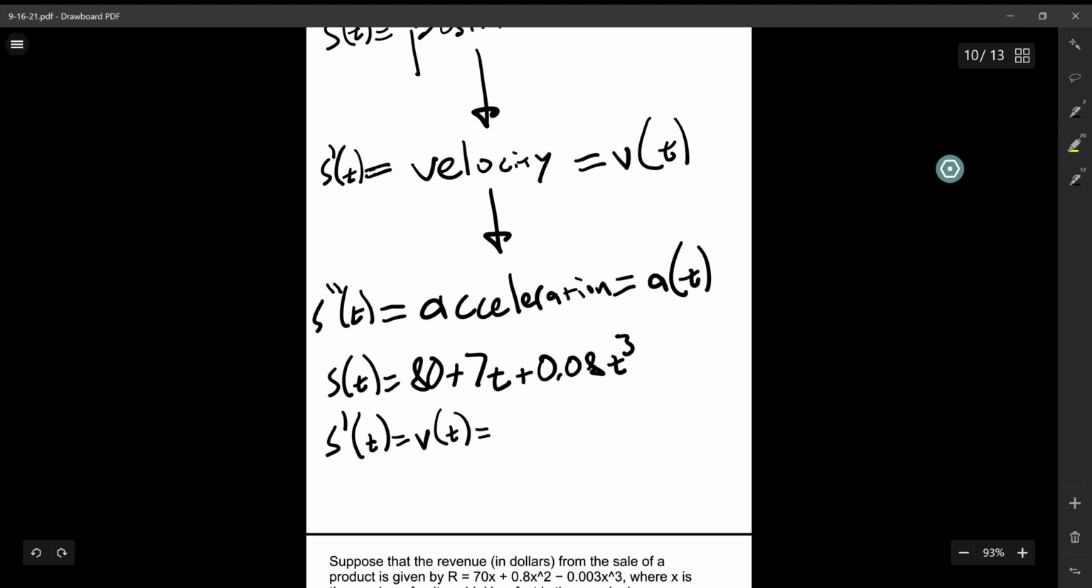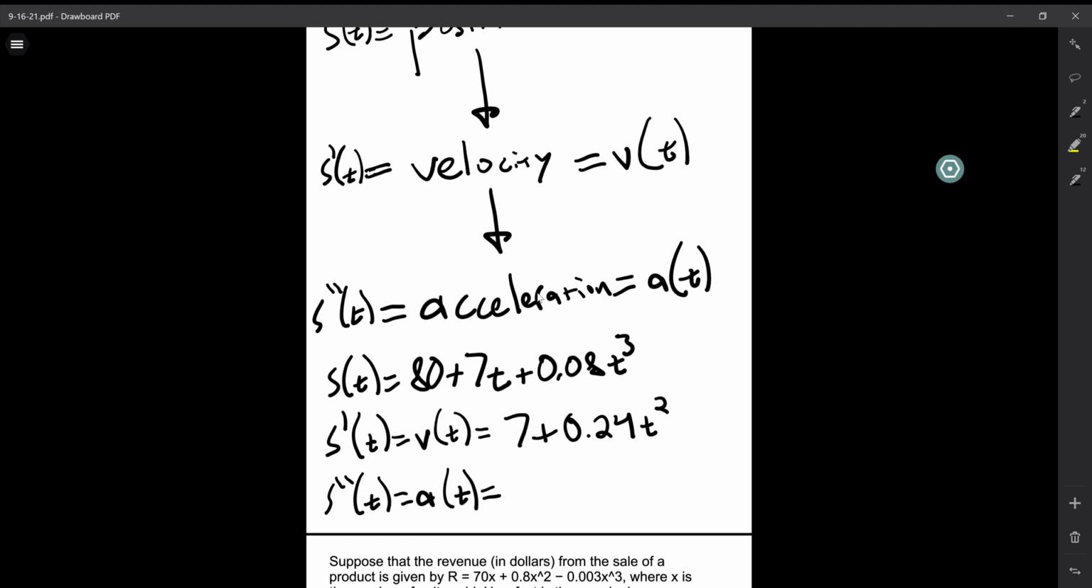So my velocity is just the first derivative, that's just 7 plus, and I guess 0.08 times 3 would be 0.24t squared. So ultimately acceleration, which just happens to be my second derivative, well, the derivative of 7 is 0. So ultimately what I'll get is 0.48 times t.